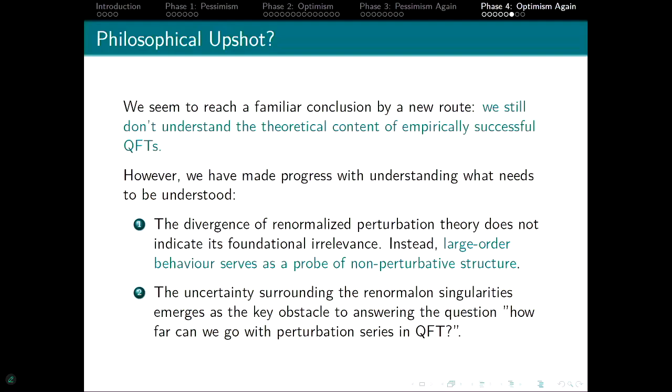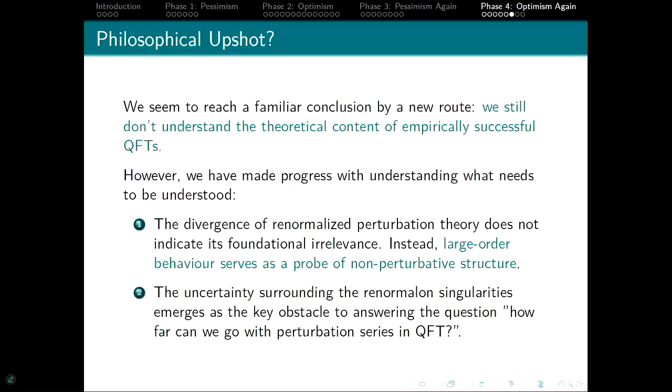It might seem like I've just taken you on a very windy route back to a familiar conclusion, which is that we still don't understand the theoretical content of empirically successful QFTs. We've basically just given a new formulation of that problem in terms of this language of Borel resummation. I do think that there's something interesting here. There is a kind of progress, maybe not in solving the big problem of QFT, but in understanding what we need to understand in order to solve the problem.